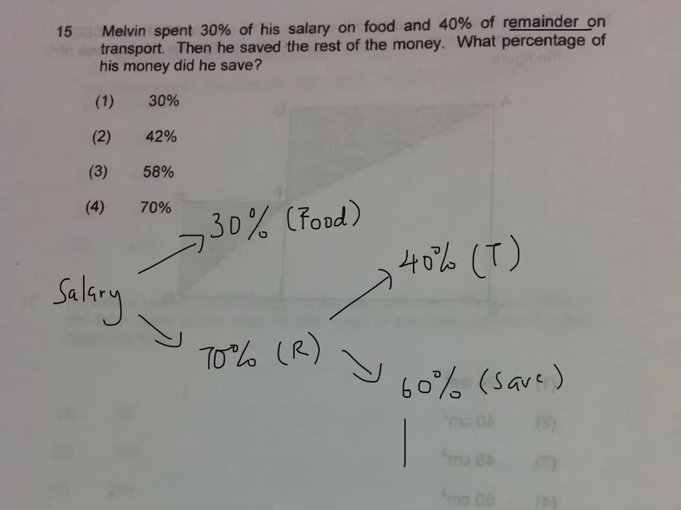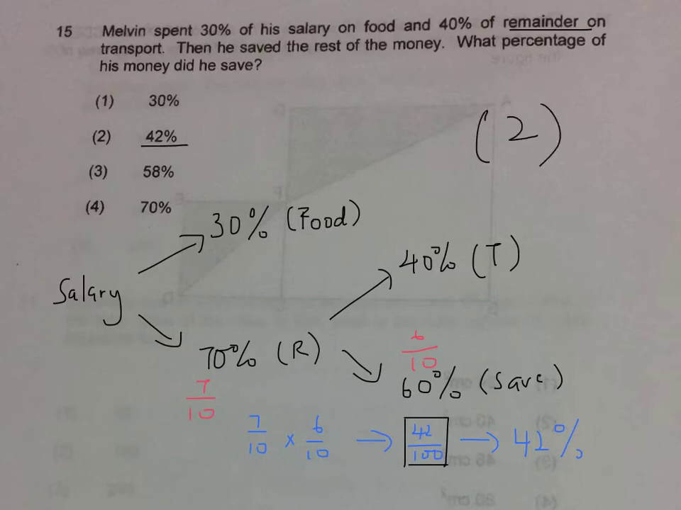So you're actually supposed to find this box here. Alright, okay, 70% is actually 7 over 10, while 60% is actually 6 over 10. So with that, this box will be 7 over 10 times 6 over 10, which will give me this box. So you will have 42 over 100, and 42 over 100 is actually 42%. So question 15, our answer is option 2.